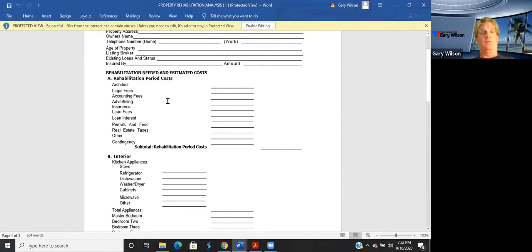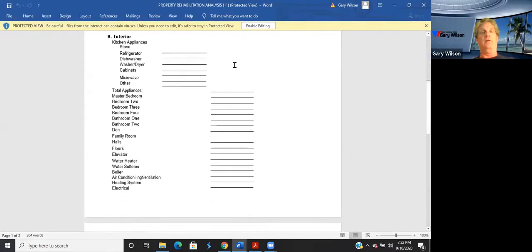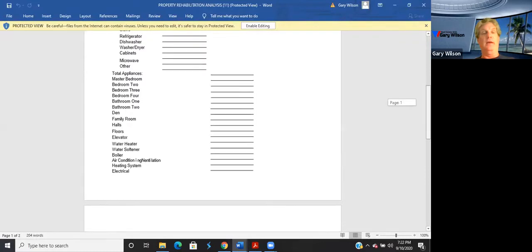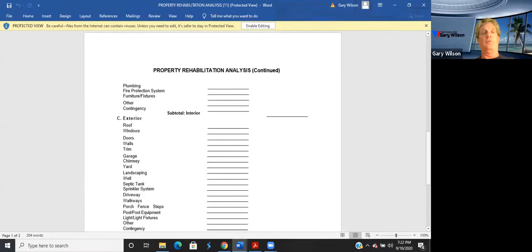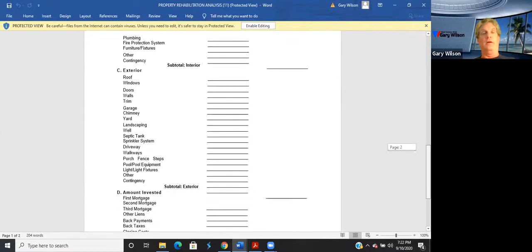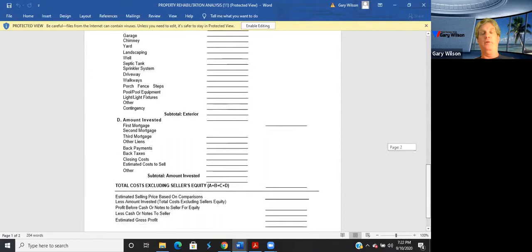So you can see up here there are some cost items: accounting fees, insurance, loan fees, points. All these are costs associated with purchasing a property. Then we go down here to the actual physical cost, the cost of putting in a new stove, a new refrigerator, a new microwave, and so forth. Lighting in the bedrooms, painting, carpeting, water softener, water heater, HVAC, electrical, plumbing, roofing, windows, doors. You add all of those up.